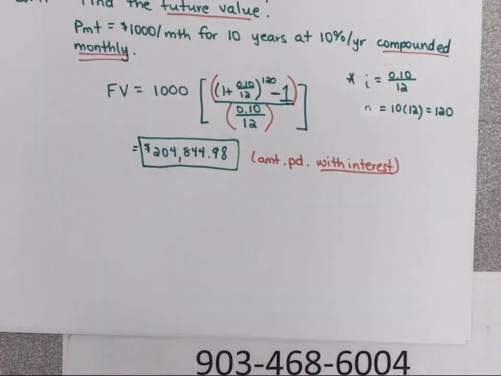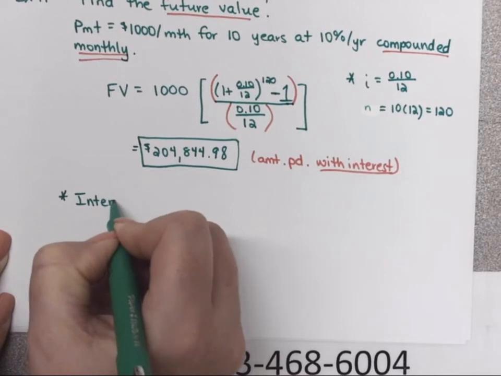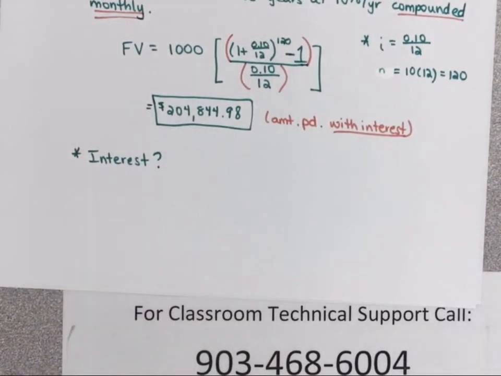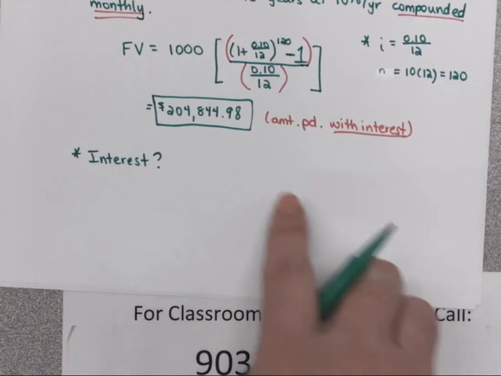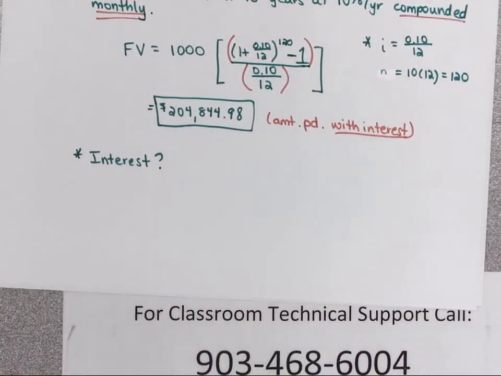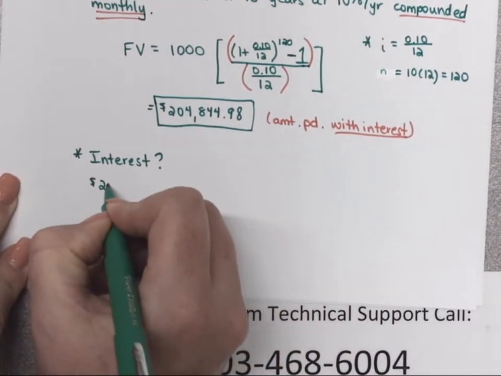All right, so then what if I asked you what the interest was? Notice I'm putting a star by this. Your homework doesn't always ask you for this, but I am going to be interested in this, so you're going to need to make sure you know how to do this. So notice that this $204,844.98 includes interest, right? So this is the amount they paid for the loan.